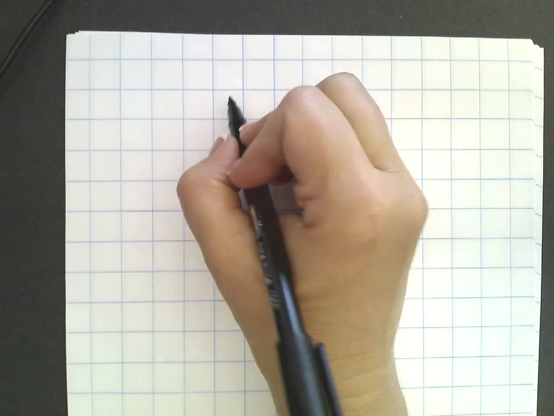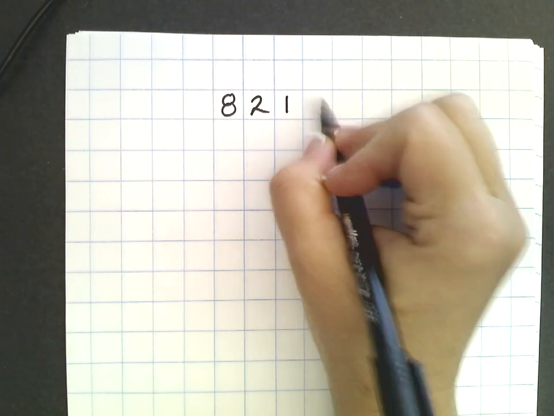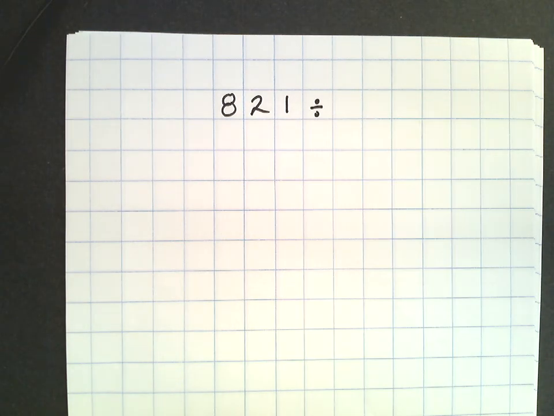Hello, fifth grade. We're going to continue our work with estimating quotients. So we're going to review what we did yesterday. If you remember yesterday, we did problems such as 821 divided by 41.